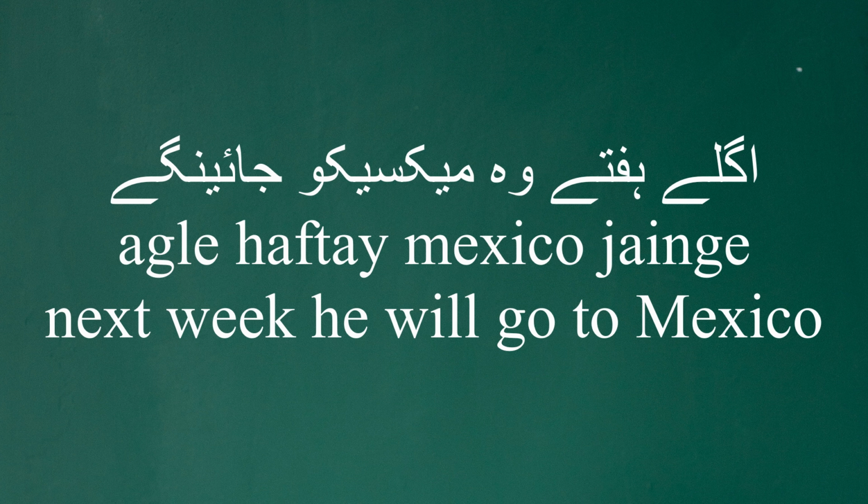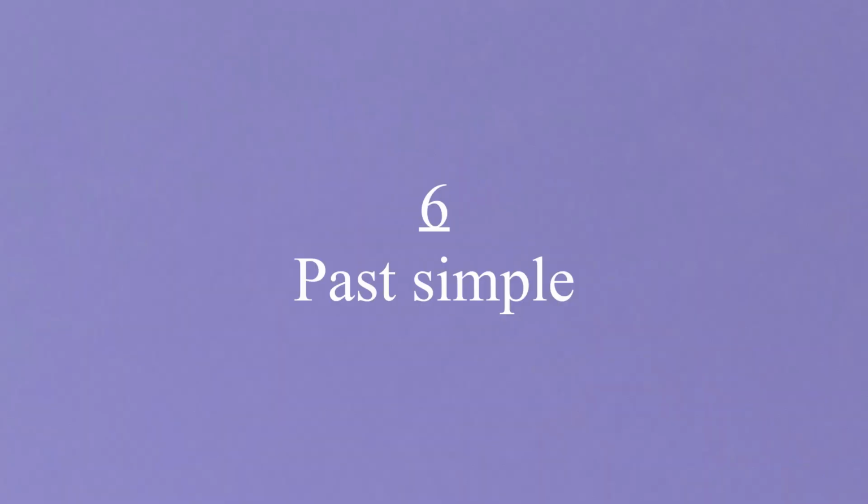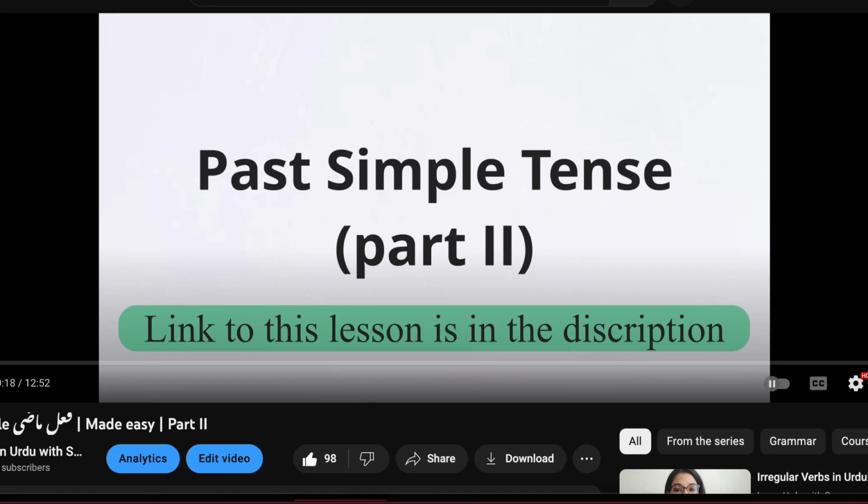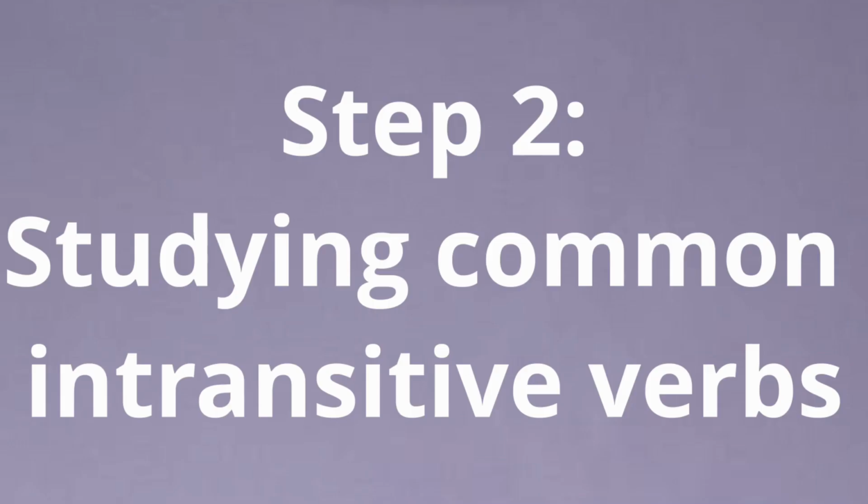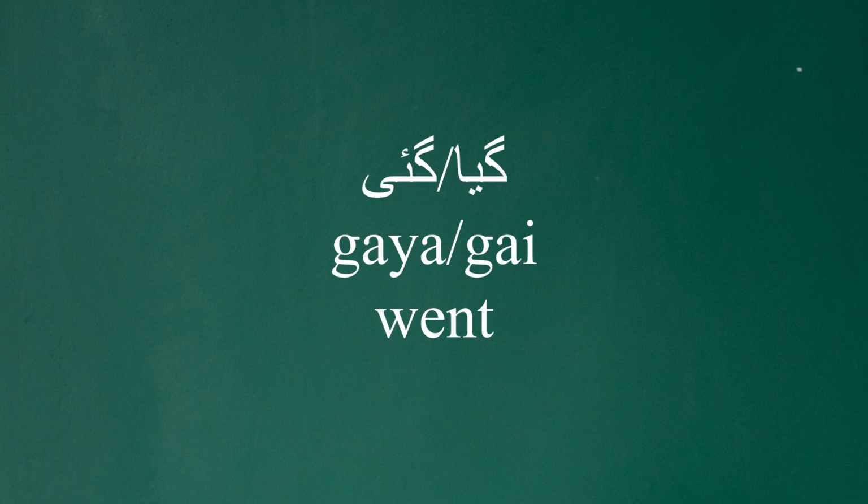Now our next tense is past simple tense. In the past simple tense, if it's an intransitive verb, the suffix will depend on the subject. So e for female and a for men, or ya for men. So here ja is the verbal stem, but in the past tense it becomes ga. And for female it's gai, and for men it's gaya.